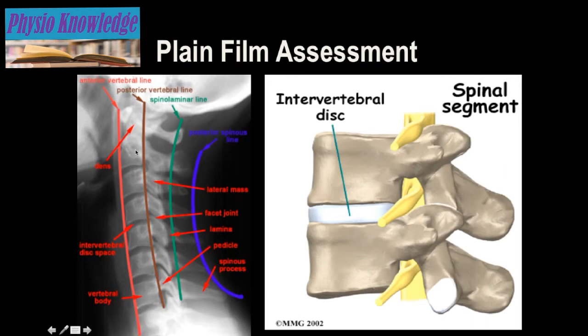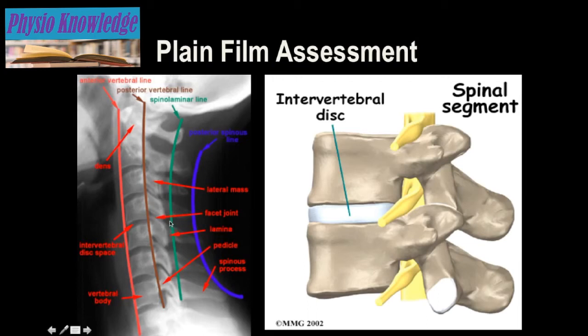We're pointing out several structures here. First of all, we have the dens or the odontoid, and in this case, we also assess the space in the atlantoaxial joint. We have the posterior vertebral line. As the name implies, we take the posterior aspect of the vertebral bodies and we draw a line through it. And you might ask, why are we drawing this line if we already have the anterior alignment? Well, in case of fractures, sometimes the displacement might not be symmetric, so it's always good to assess the anterior alignment and the posterior alignment.